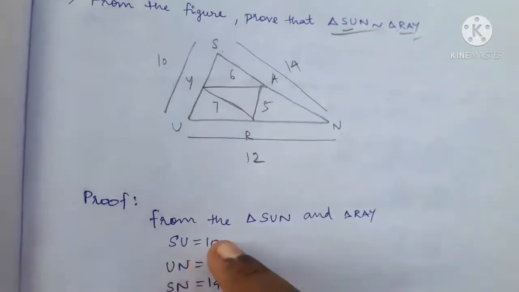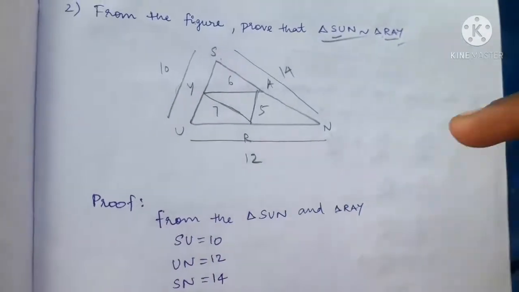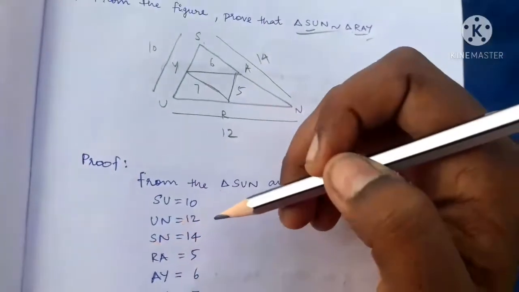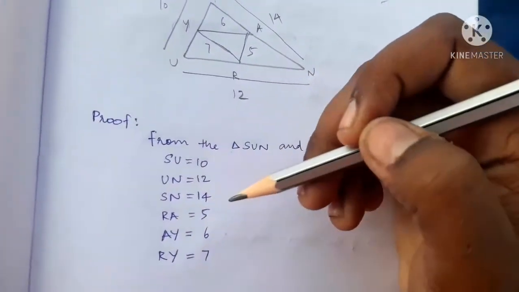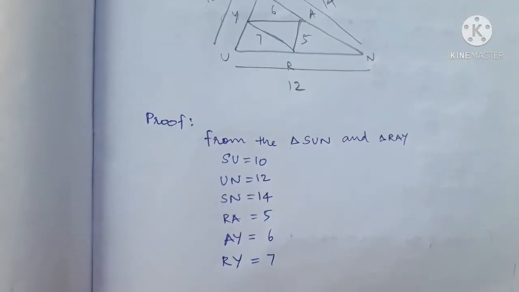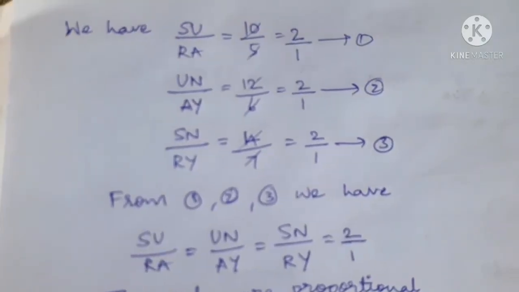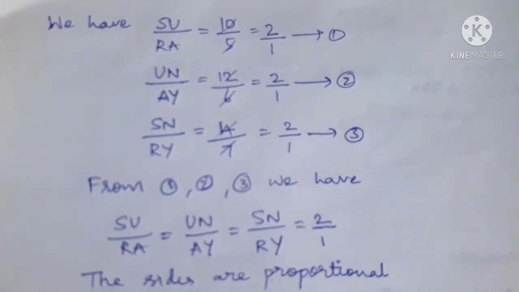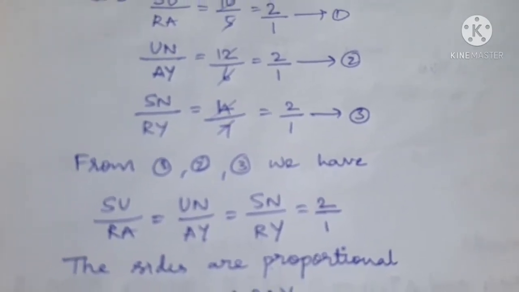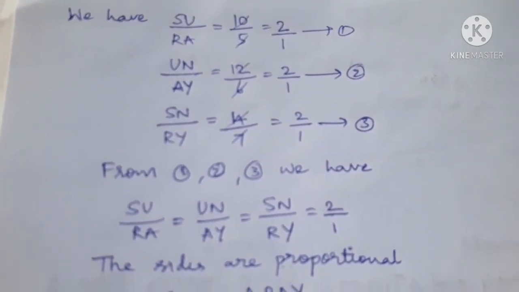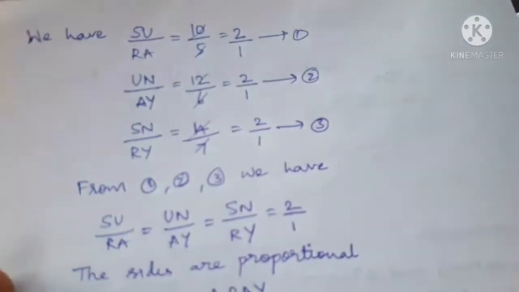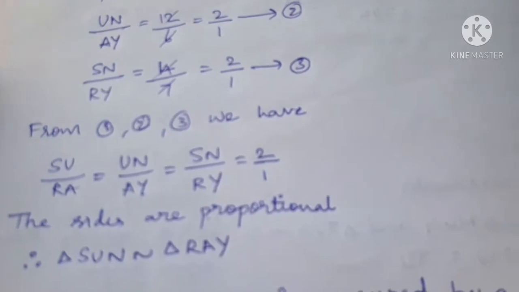Okay, from triangle SUN and triangle RAY, we know already it is given in the question. SU is 10, UN is 12, SN is 14, RA is 5, AY is 6 and RY is 7. So from the figure we have SU by RA equal to 10 by 5 equal to 2 by 1. This is our equation number 1. UN by AY equal to 12 by 6 equal to 2 by 1. This is our equation number 2. And SN by RY equal to 14 by 7 equal to 2 by 1. This is our equation number 3.